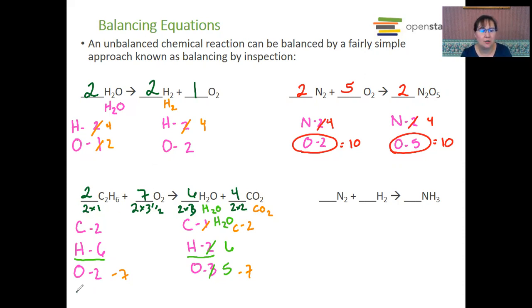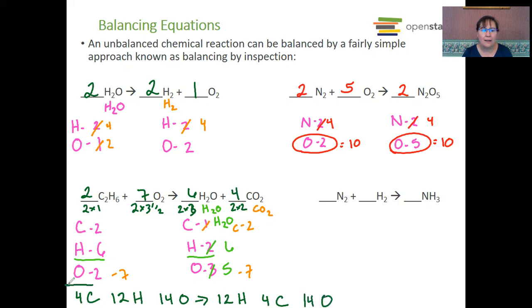So 2 times C2 means I have 4 carbons. 2 times H6 means I have 12 hydrogens. And 7 times O2 means I have 14 oxygens. Okay, and then on this side, I have 6 H2, so I have 12 hydrogens. I have 4 carbons, good. And now I have 6 H2O, so that's 6 oxygens, and 4 O2, that's 8. So 6 oxygens from my water and 8 oxygens from my carbon dioxide. 6 and 8 is 14 oxygens.